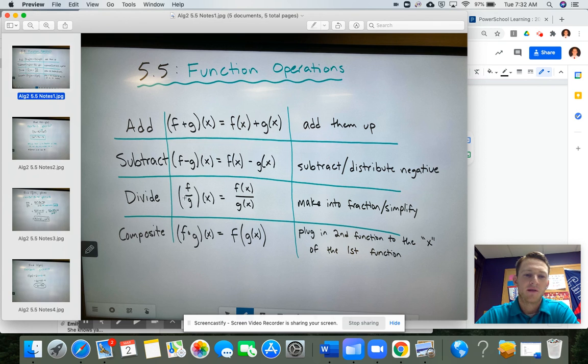When we're dividing, you would just see f divided by g of x. Then we would split that into the f of x function over the g of x function. So we're going to make that into a fraction, then just simplify.